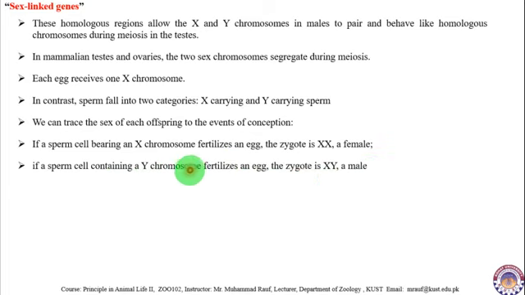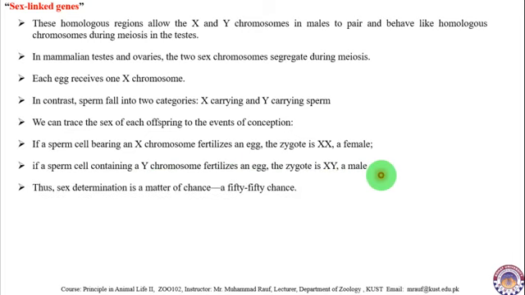Here the chromosome complement of only the sperm is shown. The egg is not shown because the sex chromosome complement of the egg is always X. So if an X carrying sperm fertilizes the egg, the zygote is XX female. If a Y carrying sperm fertilizes the egg, the zygote is XY male. So this is sex determination.